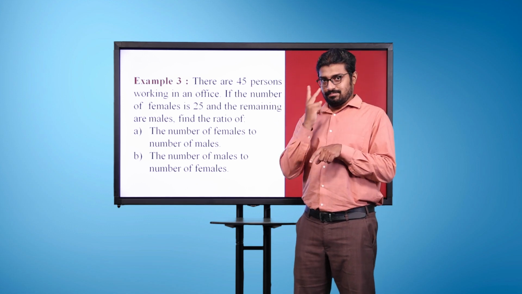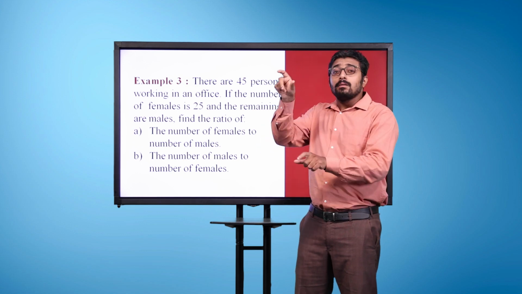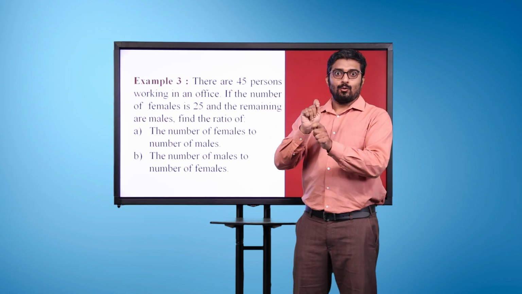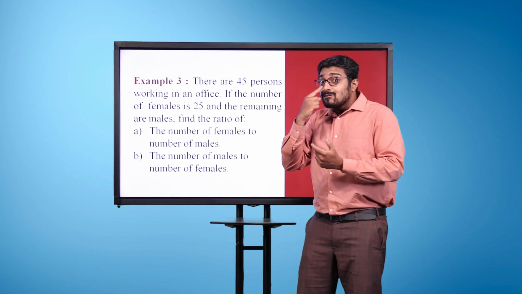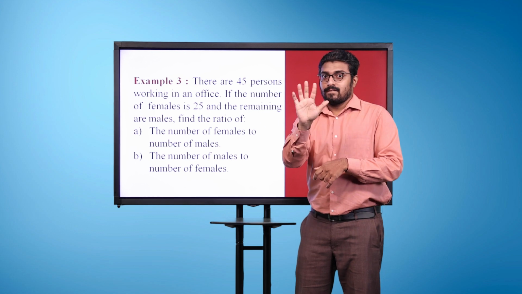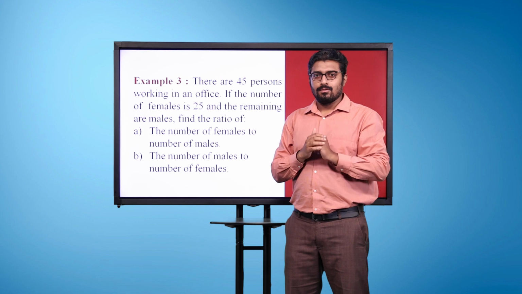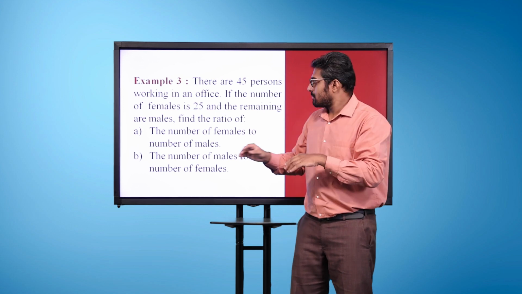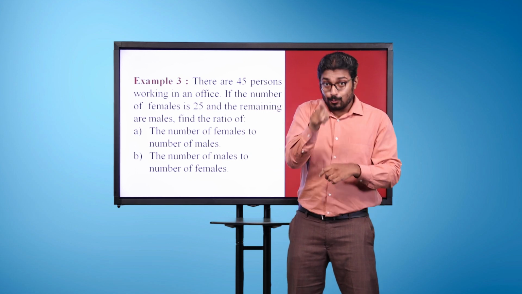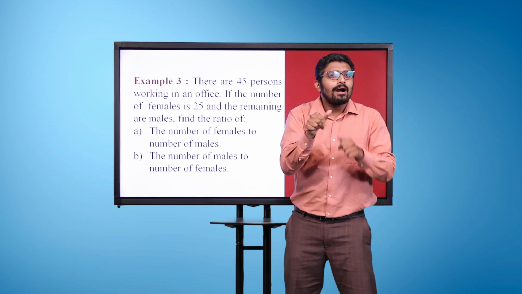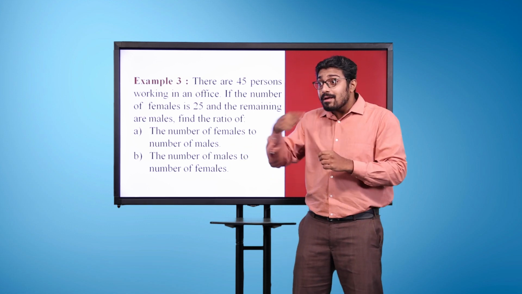Example 3. There are 45 persons working in an office. If the number of females is 25 and the remaining are males, find the ratio of A. The number of females to number of males, B. The number of males to number of females.